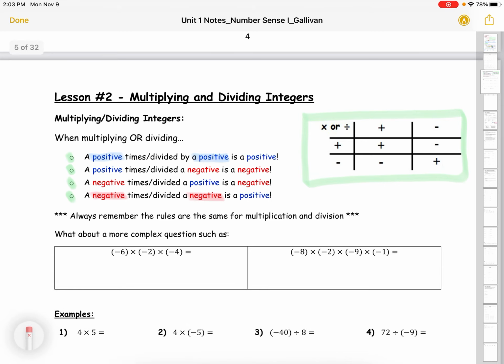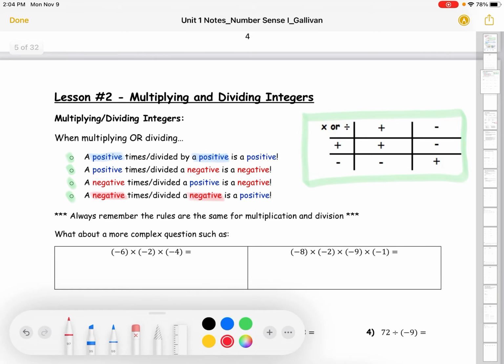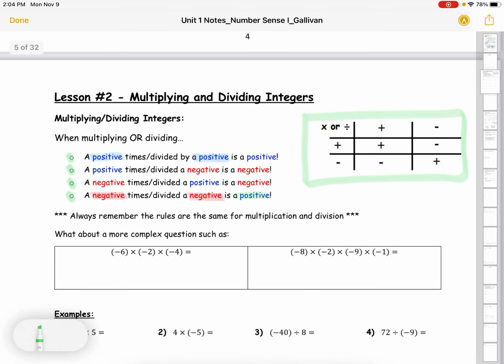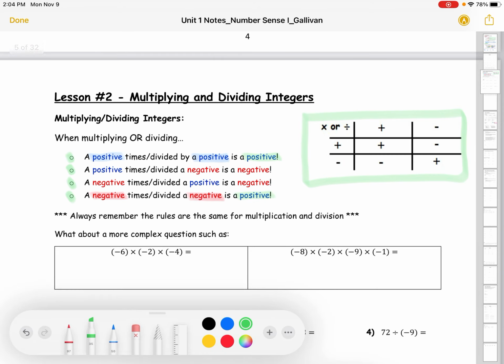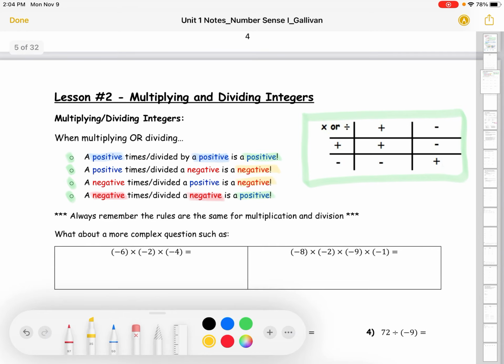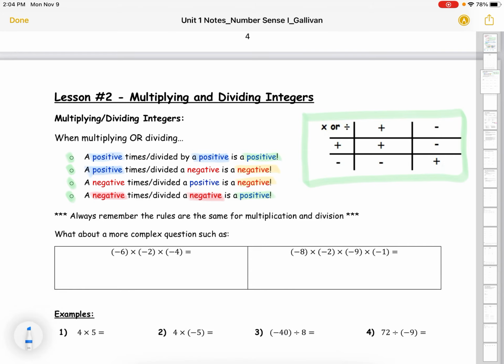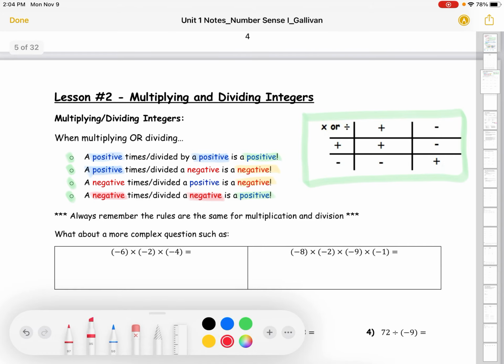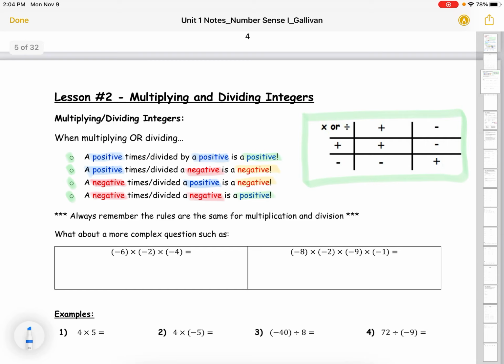And I'm actually going to change this color here. Change that to the green, right? If their signs are different, you get a negative answer. So when I get a positive times a negative, I get a negative answer. When I get a negative times or divided by a positive, I get a negative answer. So basically, we're just looking at what are the same signs and what are the different signs.